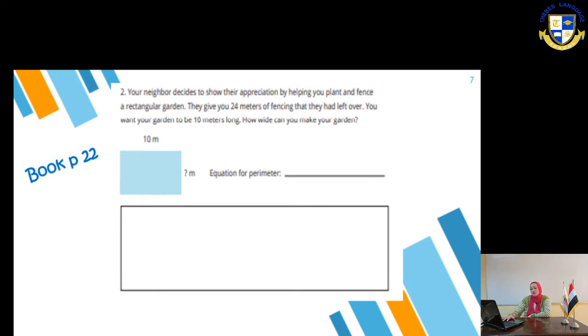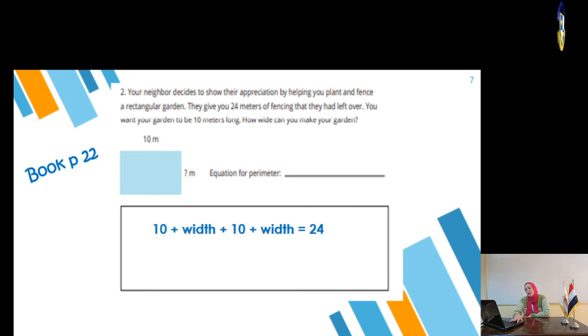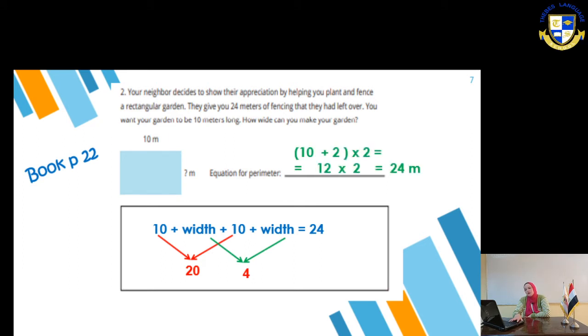Okay, here we have a rectangle with length 10. What about the width? We don't have it, and we have the perimeter 24. So we can make 10 plus width plus 10 plus width equals 24. So now we are going to make 10 plus 10 equals 20. So it will be 20 plus the width equal 24. Okay, so it will be 20 plus 4 gives me 24. So the rule will be 10 plus 2, okay, times 2. It will be 12 times 2 equal 24 meters.